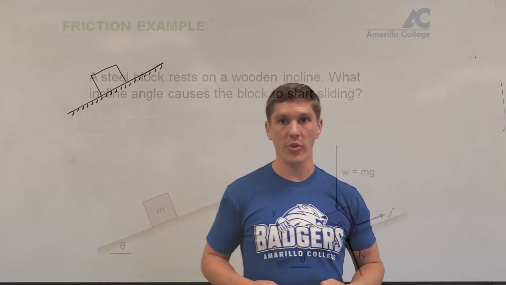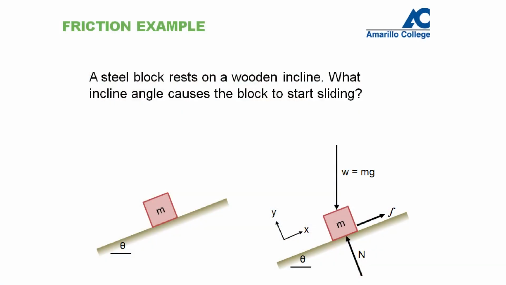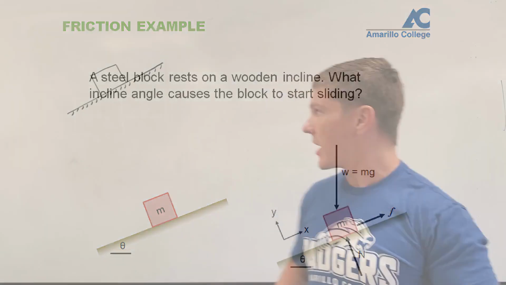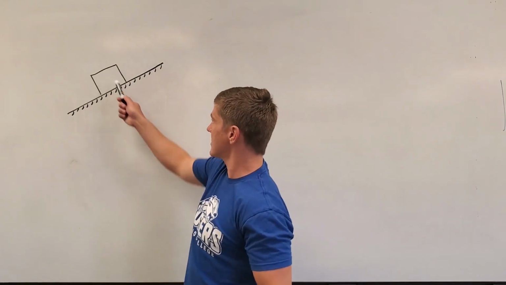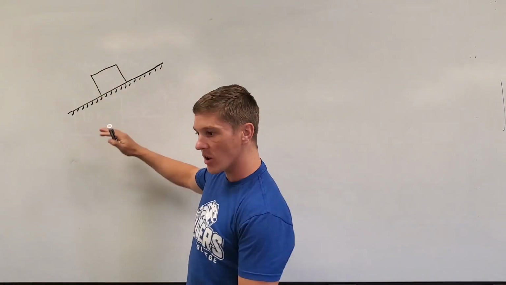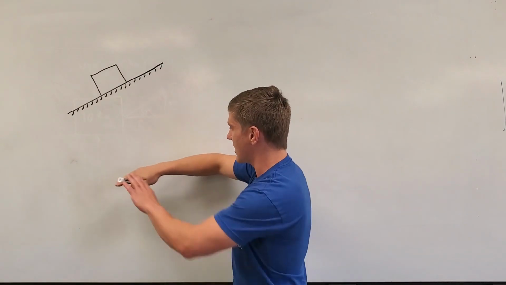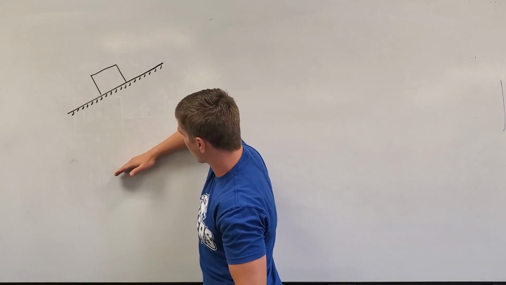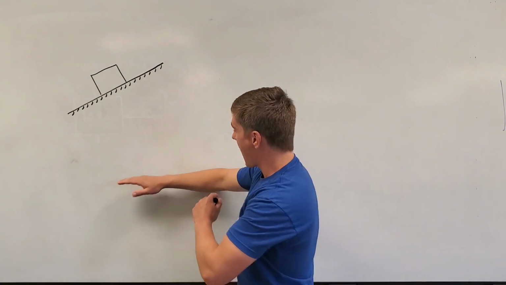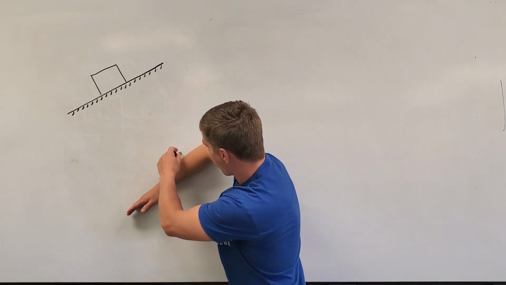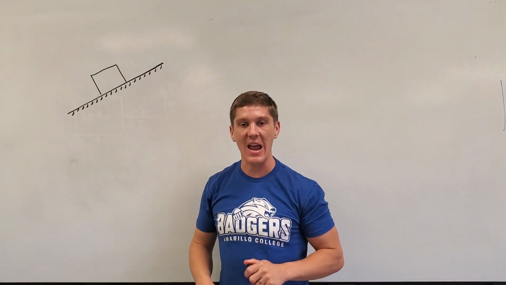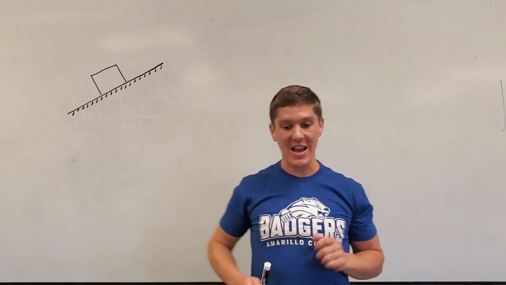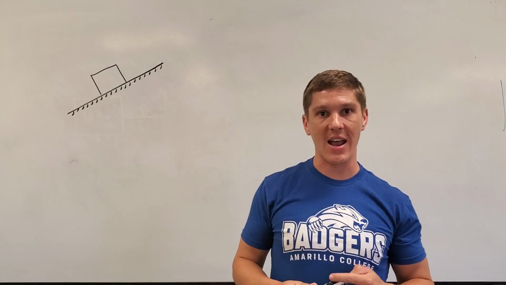another friction example. This one reads, a steel block rests on a wooden incline. What incline angle causes the block to start sliding? So here's kind of what we have. We have a steel block sitting on a wooden incline, and this incline, you can think of it almost like a board. Maybe it's initially flat and you have the block sitting on it, and as you start to increase the angle of that board, at some point you get steep enough that the block starts to slide down the slope. And it's asking us at what angle that happens.